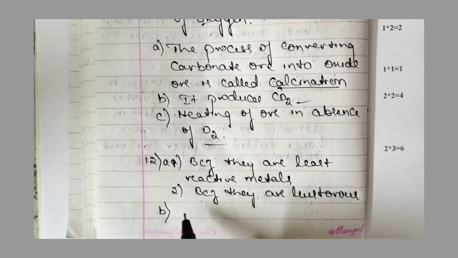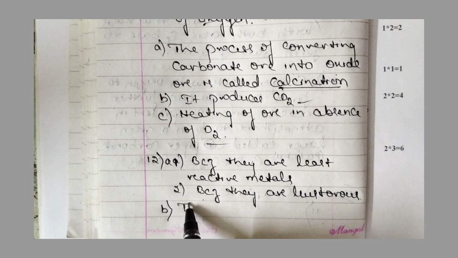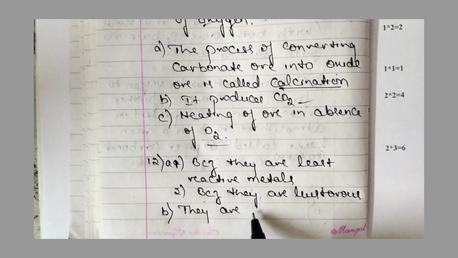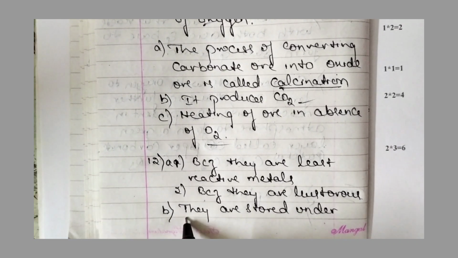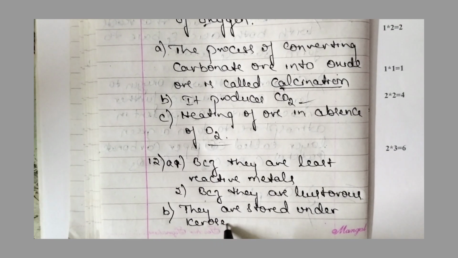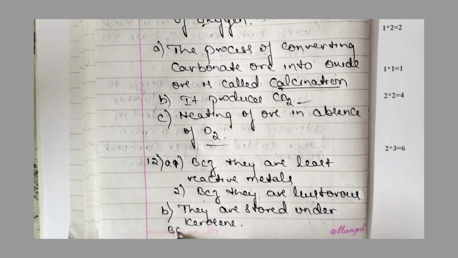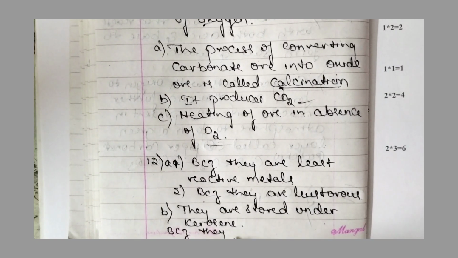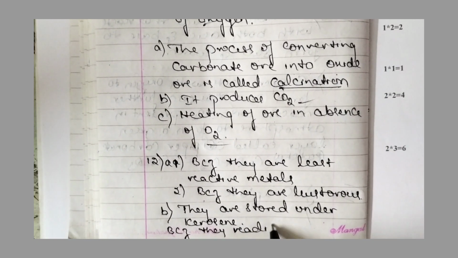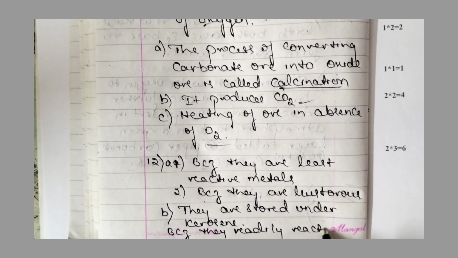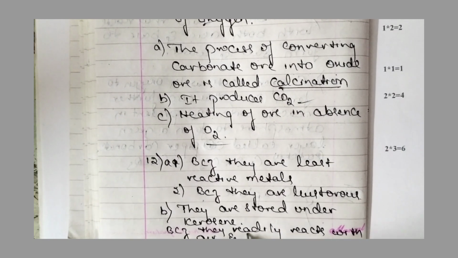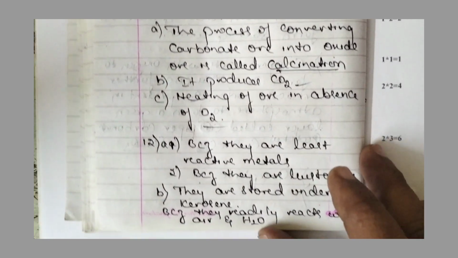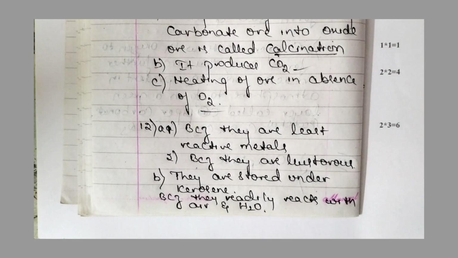Then for B, where are sodium and potassium stored? They are stored under kerosene. Then they asked to give the reason why. Because they readily react with air and water. So this is the answer for 12th B.